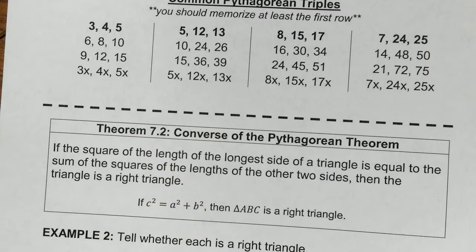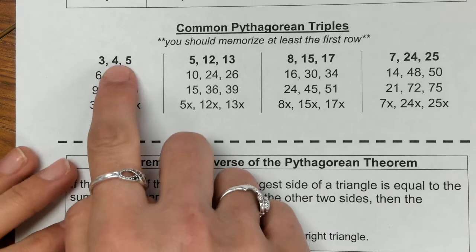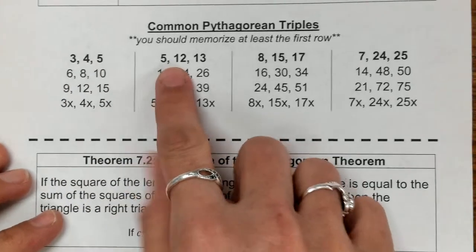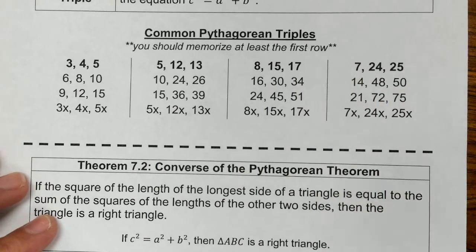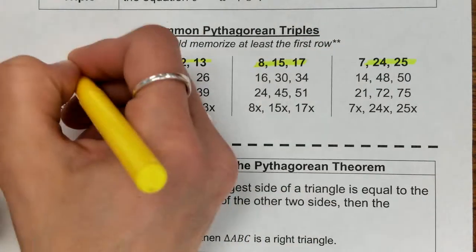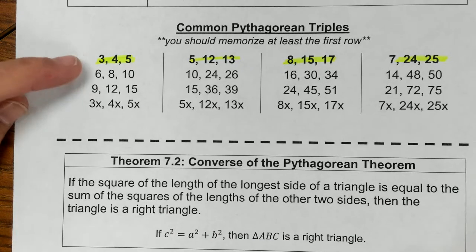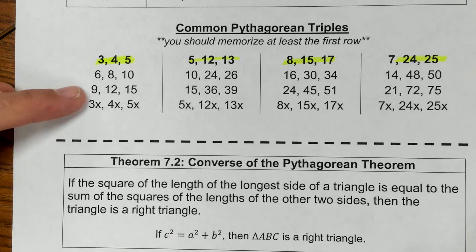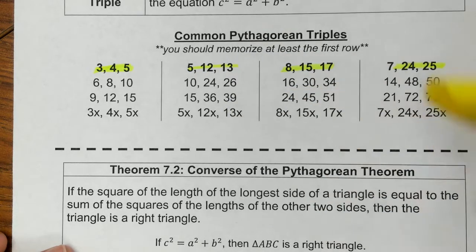Next, common Pythagorean theorem triples. These are very, very good to know, so that you can recognize a right triangle right away. You've got your 3, 4, 5 and the multiples of them. You've got your 5, 12, 13, and the multiples. 8, 15, 17, and the multiples, and 7, 24, 25. So these are your common triples. What I mean by the multiples is 6, 8, 10 is a 3, 4, 5 times 2. 9, 12, 15 is a 3, 4, 5 times 3. And so on and so forth. Same thing with all of these.